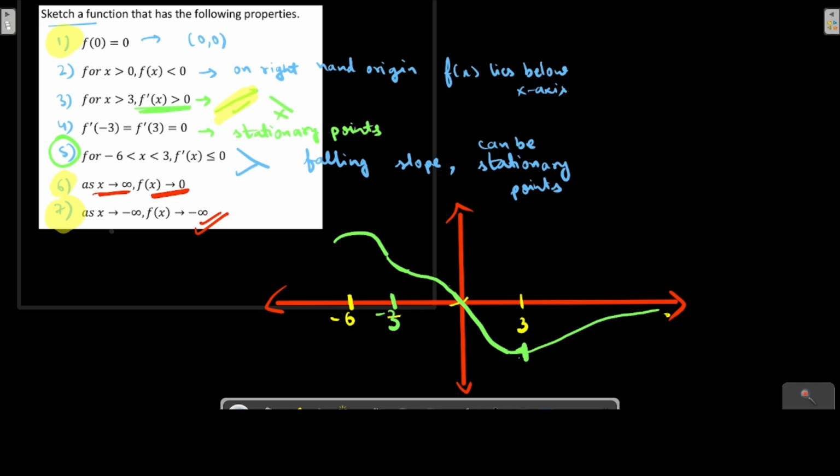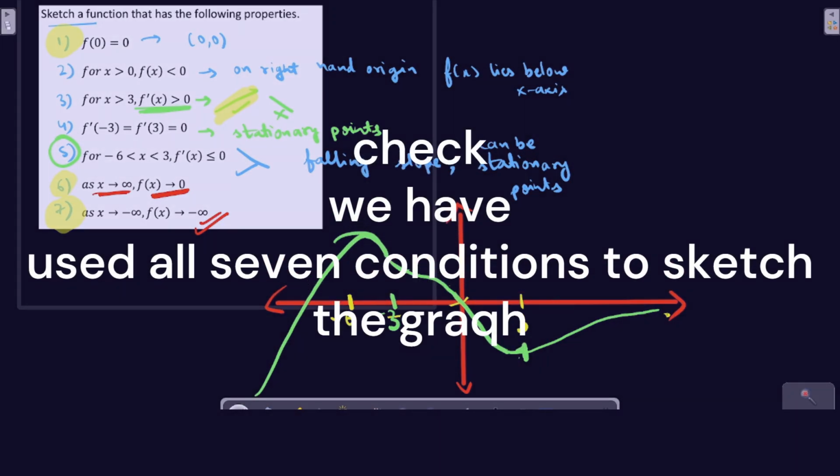Now, let's come from the left: as x tends to negative infinity, f of x comes from negative infinity. So the graph looks like this. It goes up, it comes down, then it changes at the point of inflection. Okay.